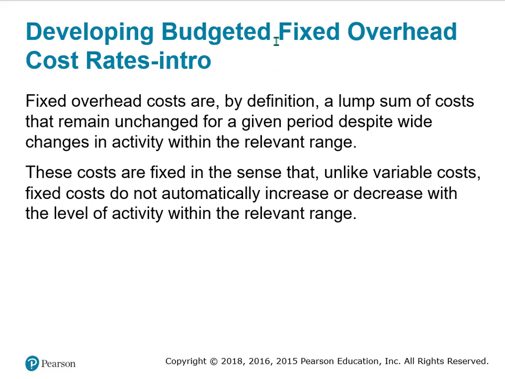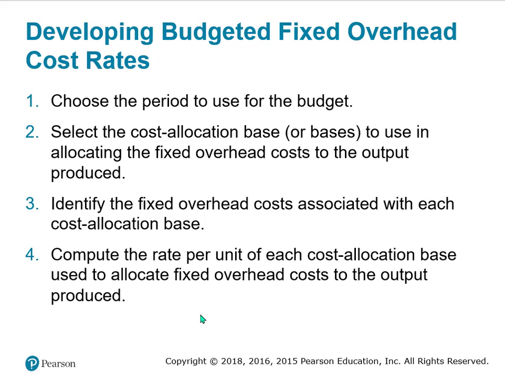And you'd be surprised, but actually the fixed overhead cost variance is the hardest one to do. The variable kind of makes sense. The fixed is tough. So the process for developing a fixed overhead cost rate is the same one as the variable. Choose the period, select the cost allocation base used to allocate the fixed overhead cost to the output, identify the fixed overhead costs associated with each base, and then compute the rate per unit of each cost allocation base used to allocate fixed overhead costs to the output produced.